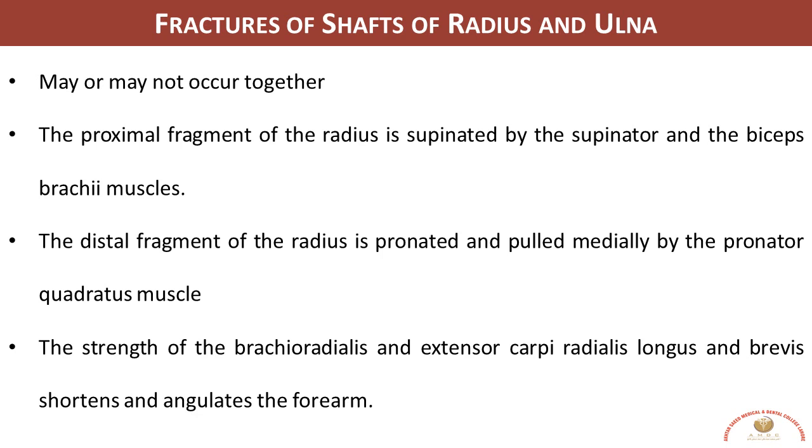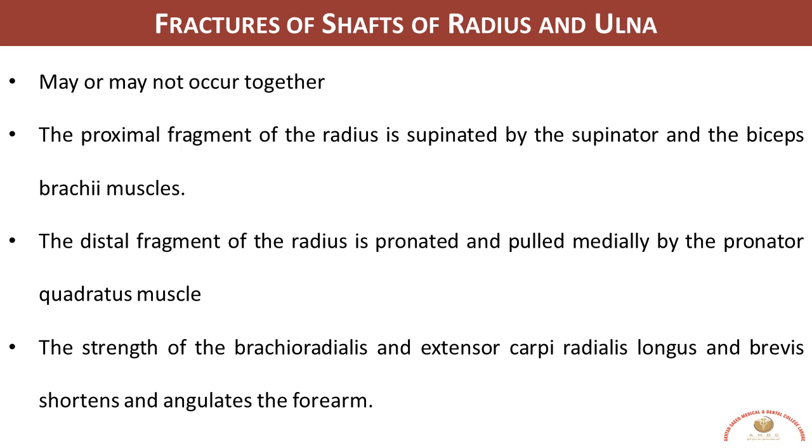Now coming to a very important topic, that is the fracture of shaft of radius and ulna. Whenever the radius is fractured, in many cases ulna is also fractured because radius and ulna are joined together by the interosseous membrane and they transfer the weight. So because of their very close union, the fractures may or may not occur together. We know that the biceps muscle attaches over the radius. So whenever the radius is fractured, the proximal fragment of radius is supinated by the supinator and biceps brachii muscle, and the distal fragment of radius is pronated and pulled medially by the pronator quadratus muscle. Remember this thing.